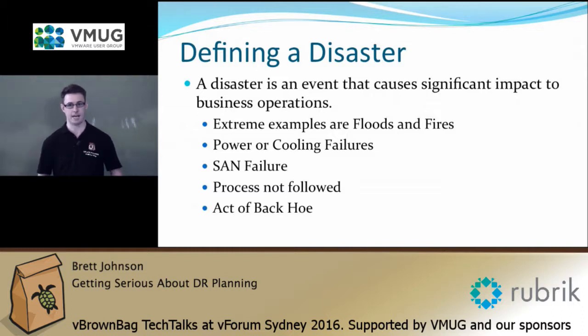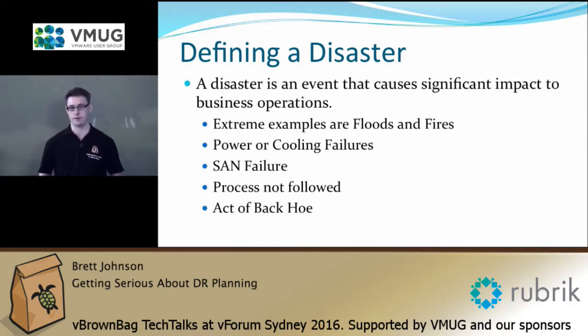Otherwise, we've got power failures. It could be your UPS has been incorrectly configured, so when it goes down, it takes down the power to a whole service instead of having a backup. It can be SAN failures, or even something such as a process not being followed. Someone's taking a node offline, or maybe yourself. You don't follow the correct process, and that causes a major outage. That, again, is another definition of a disaster if it has some significant impact.